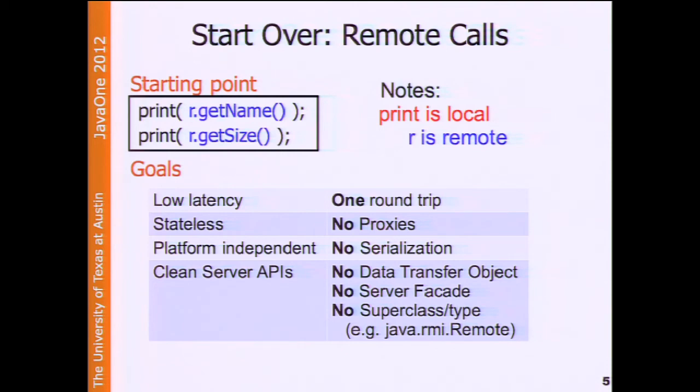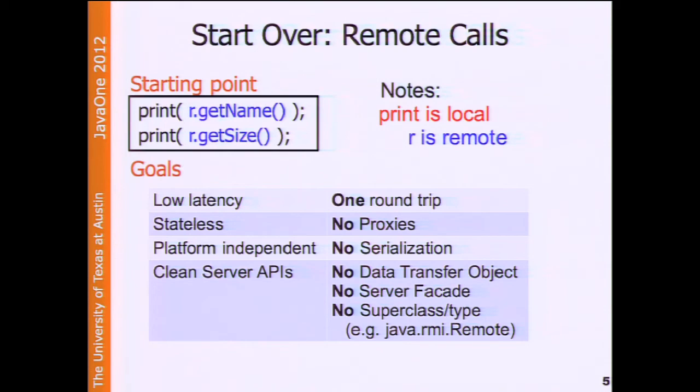Platform independent, meaning it should work across any machine, any language. So you should be able to call from Java to Python, Python to Java. You can't serialize the internals of your Java object and send it to a Python VM and get it to come out. It's just inherently not platform independent.